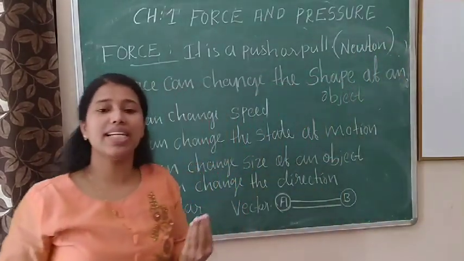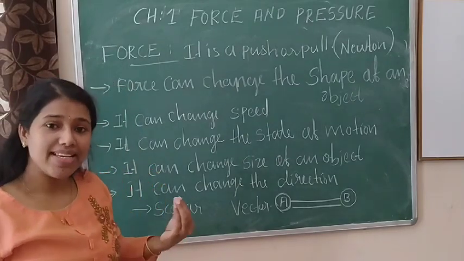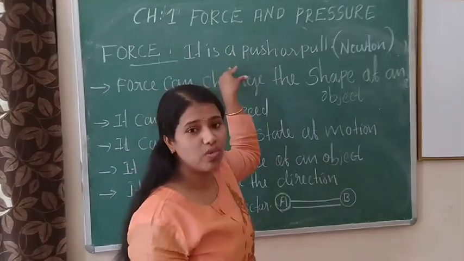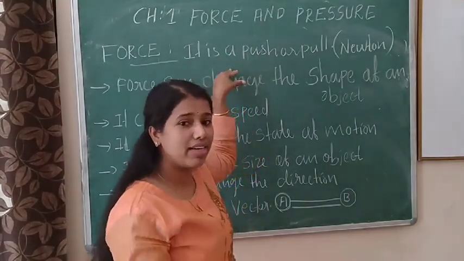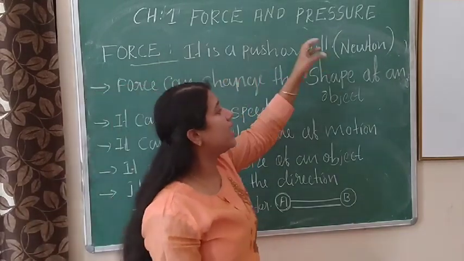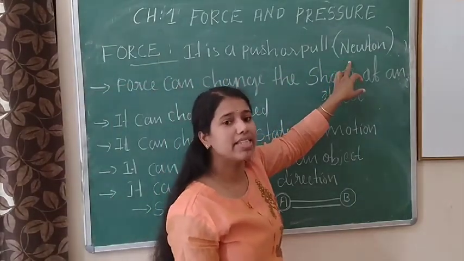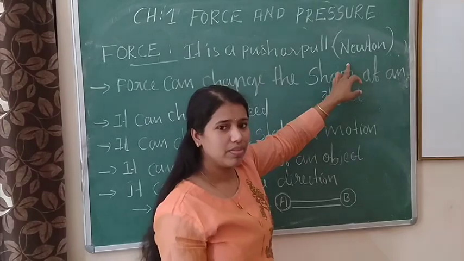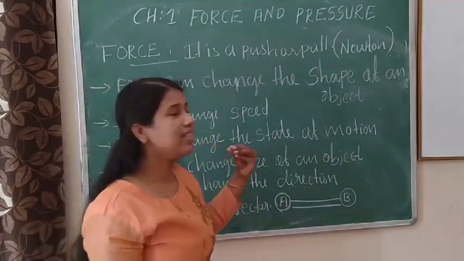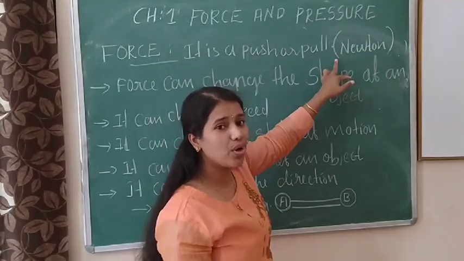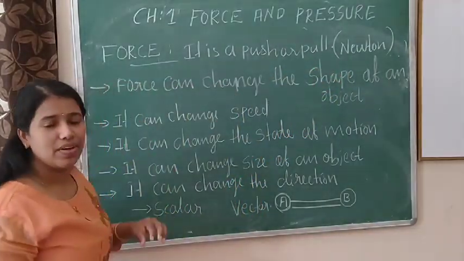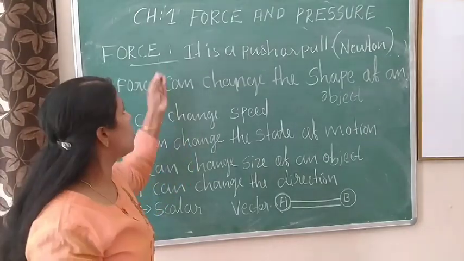Have you heard about Sir Isaac Newton? Isaac Newton gave the explanation of force. Because of that reason, the SI unit is named Newton. First, it is a vector quantity. Second, the SI unit of force is Newton. Then what are the characteristics of force?